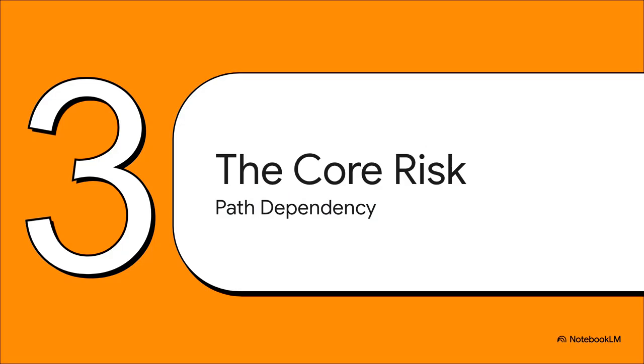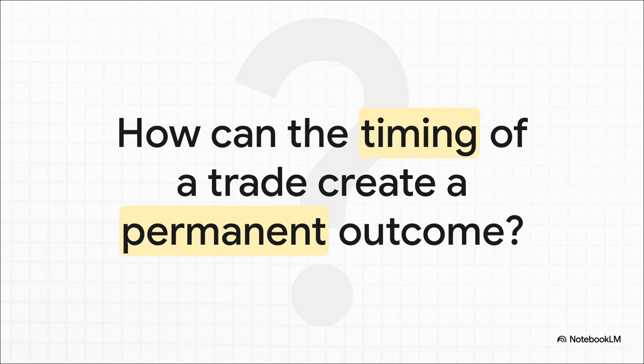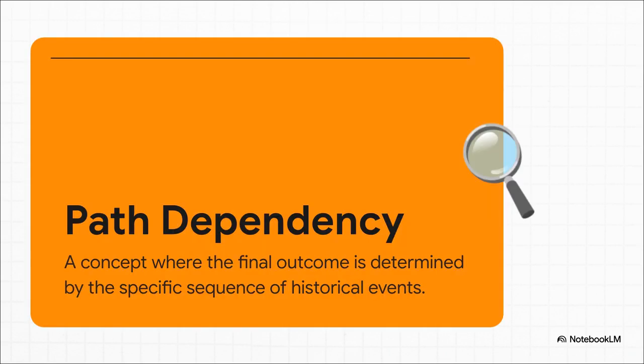And now we've arrived at the very core of it all. This is the most intricate and arguably the most important risk of the three: path dependency. This whole concept boils down to a single, powerful question. How can one specific moment in time, the very instant a trade is executed, permanently shape the future of an entire investment? Path dependency is this idea where the end result is completely dictated by the specific path taken to get there. The road trip analogy is perfect.